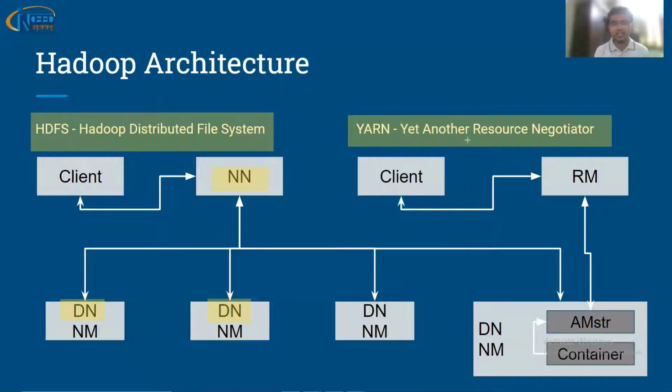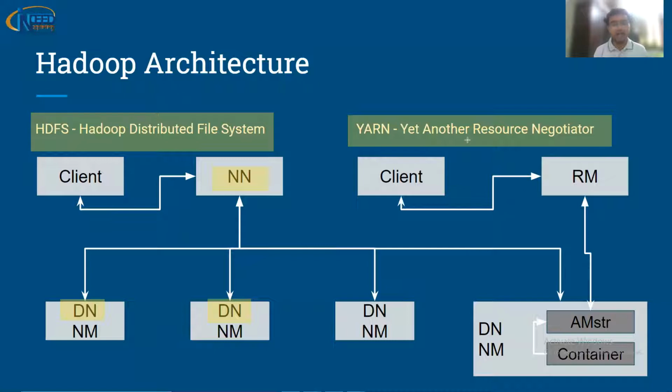Second part is YARN, that is Yet Another Resource Negotiator. This is very helpful in processing, because for processing we require a certain amount of resources. So resources are managed by this YARN, and we also require scheduling, that is, which job should be processed first and which should be processed second. Scheduling is also required. So this framework also helps us in scheduling.